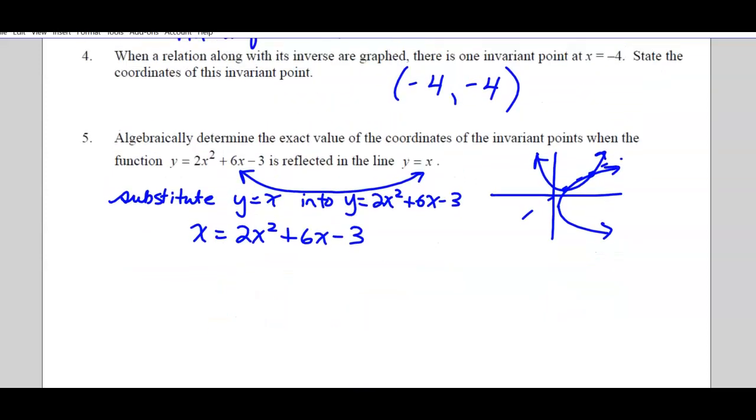So that's the equation you're going to solve now. And it's a quadratic, so you need to get one side equal to 0. Sometimes it'll be nice and you can factor it, sometimes it won't be. This time you can factor it.